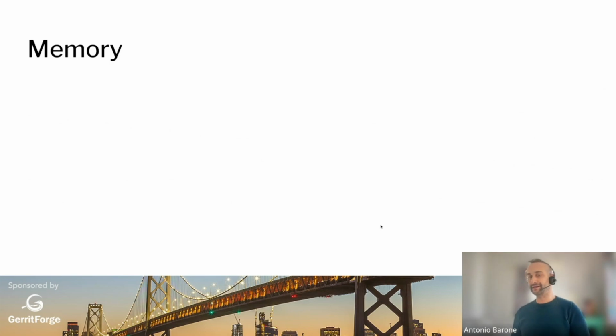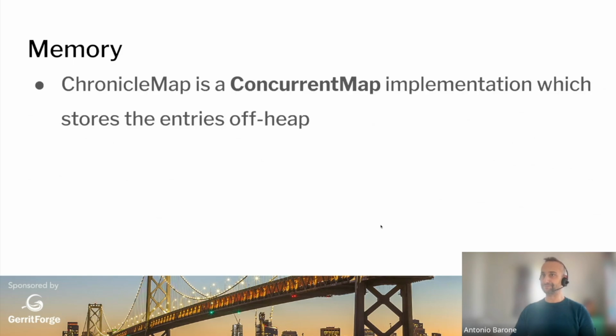And you will see in this presentation that they made some choices that are quite bold, maybe even exotic, but the benefits that they bring to the table are definitely worthwhile. And the first of these design choices has to do with memory. So when you think about Chronicle Map, you have to think about it as an implementation of the concurrent map API, basically. So it's pretty much a concurrent map that stores entries off heap.